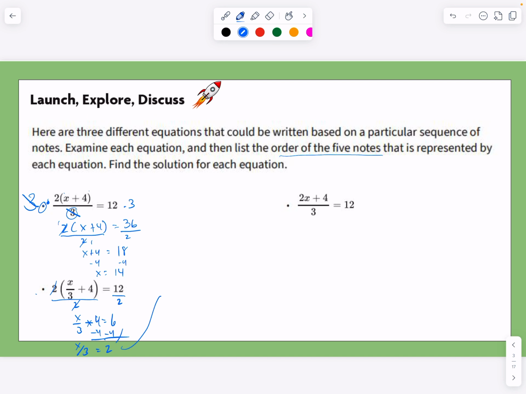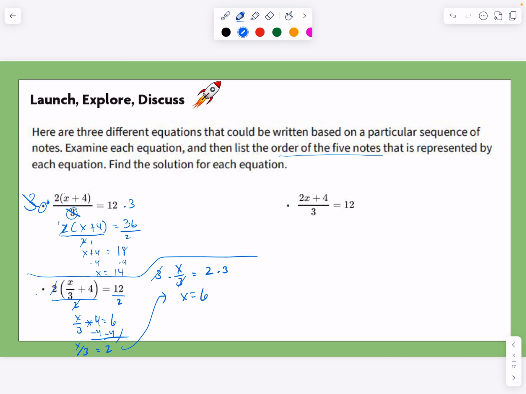I'm going to just draw this up here real quick. So I have x over 3 equals 2. Now to get the x by itself, I'll multiply both sides by 3. So that reduces, and x equals 2 times 3, which is 6. I have a very different answer there because of how the problem is structured.